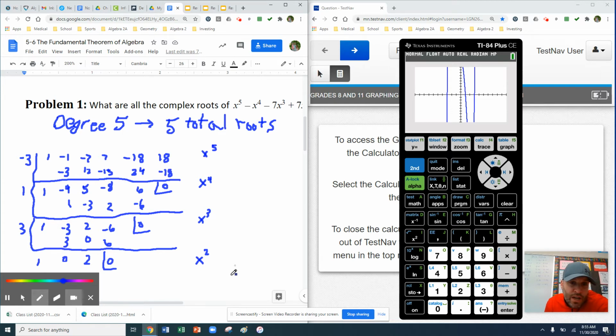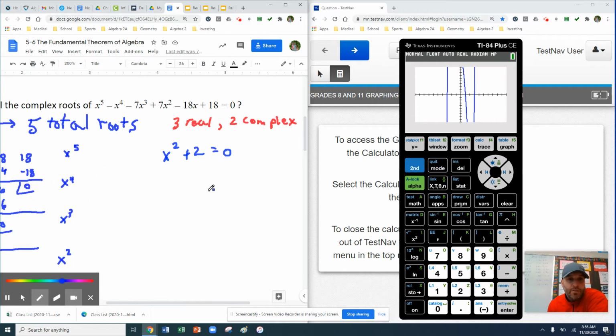So lastly, now I'm down to that quadratic, which ends up being x squared plus 2. Since the 0 is in that linear term, there is no x term, so I just have x squared plus 2.